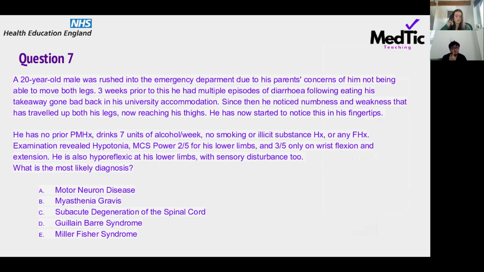He has no past medical history, drinks 7 units of alcohol a week, no smoking or illicit substance use, or any family history. Examination reveals hypotonia, reduced power 2 out of 5 for both his limbs, and 3 out of 5 on wrist flexion and extension. He is also hyporeflexed on his lower limbs with sensory disturbance too. Based on this, what is the most likely diagnosis that comes to mind?